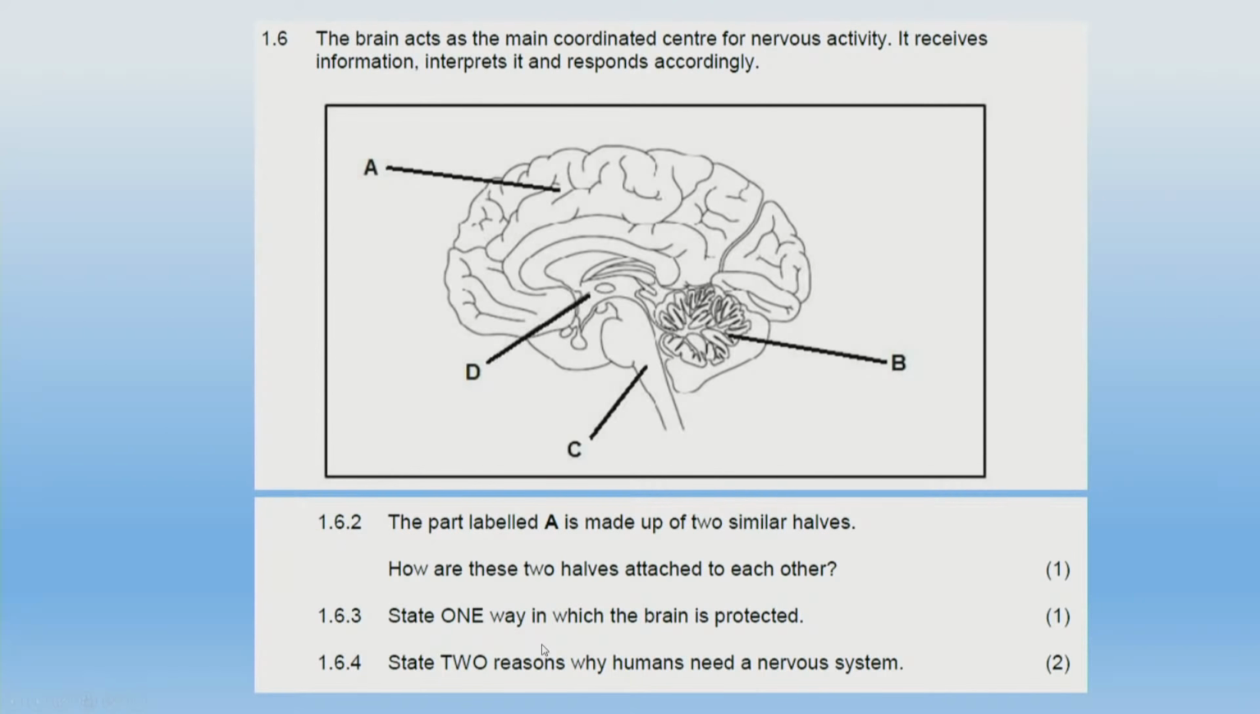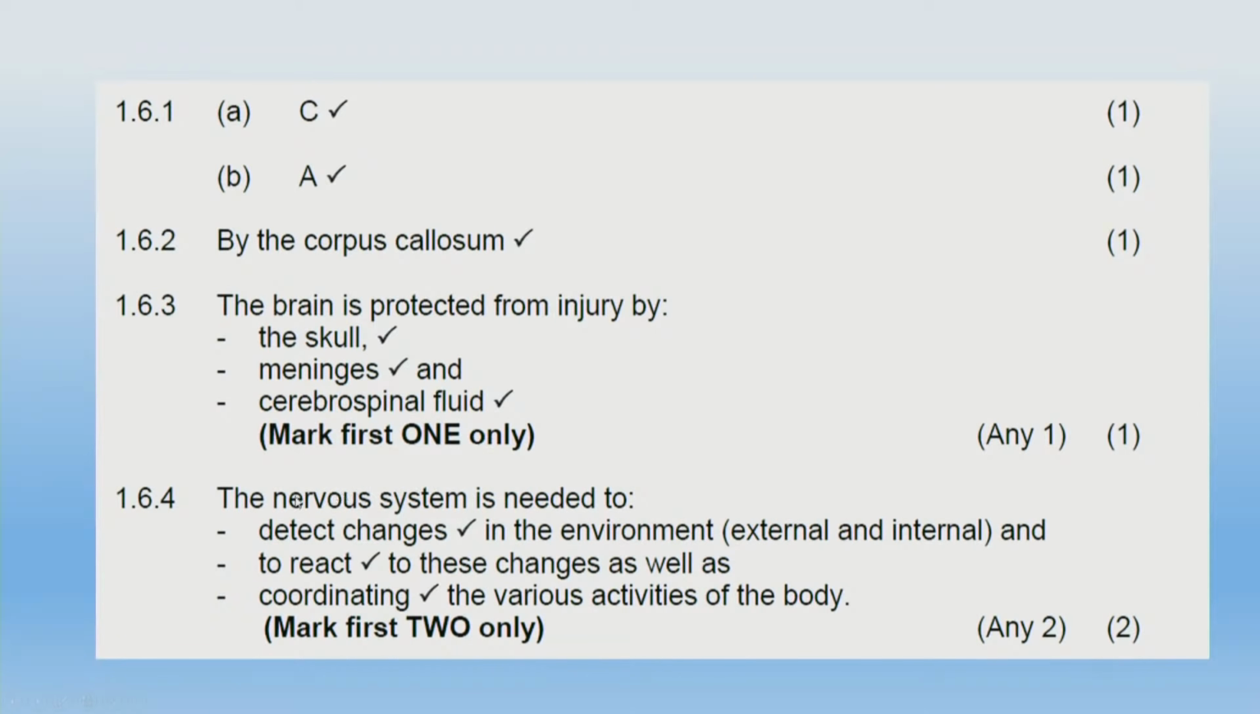And then question 1.6.4, state two reasons why humans need a nervous system. Let me show you how to answer this question. The nervous system is needed to detect changes in the environment, external and internal, and to react to these changes, as well as coordinating the various activities of the body. So please remember that you are also expected to know this.